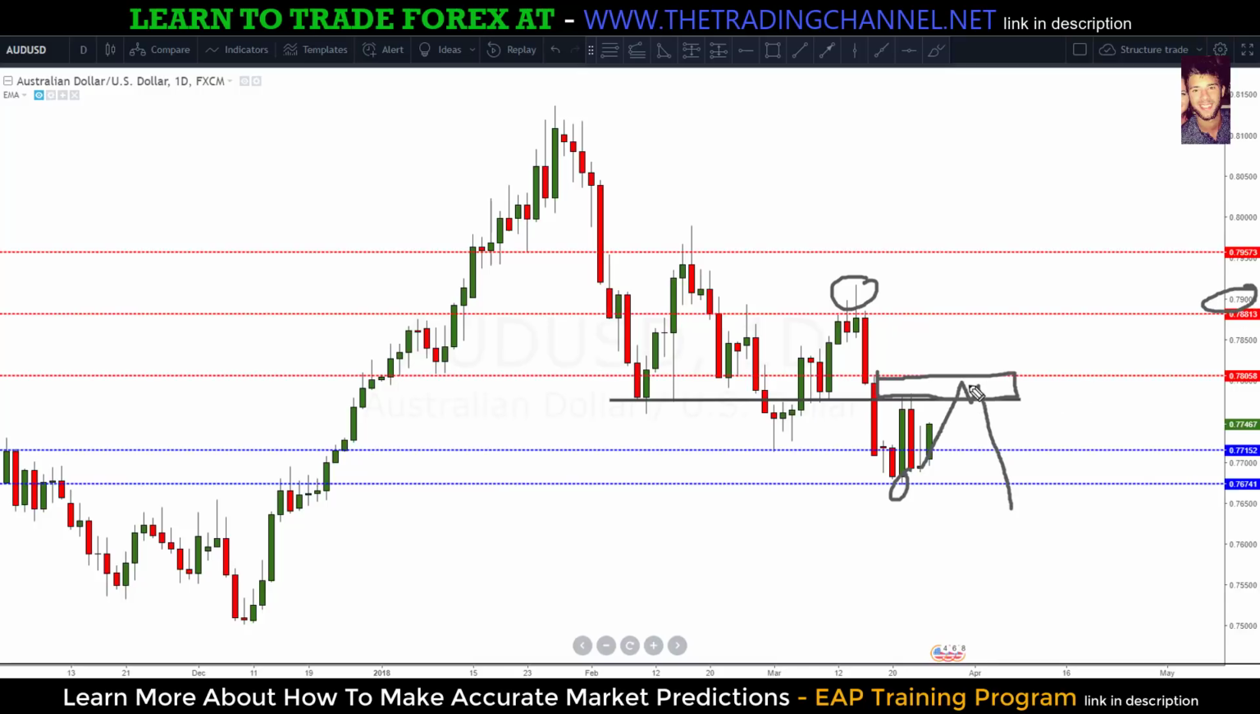So if we get up here and do not get some kind of entry reason in this zone, we'll be looking right back at 0.79 for possible shorting opportunities that could push this market into trend continuation.